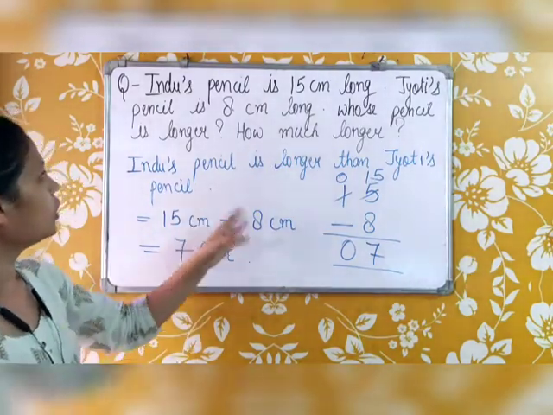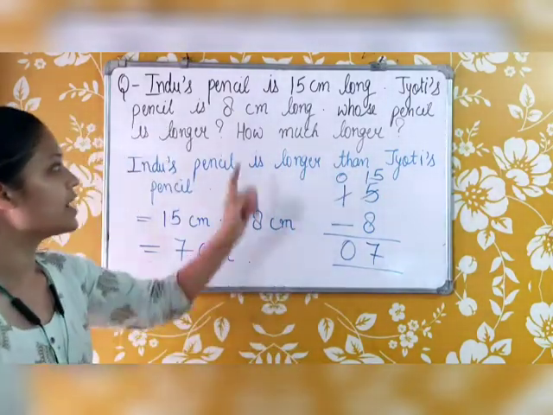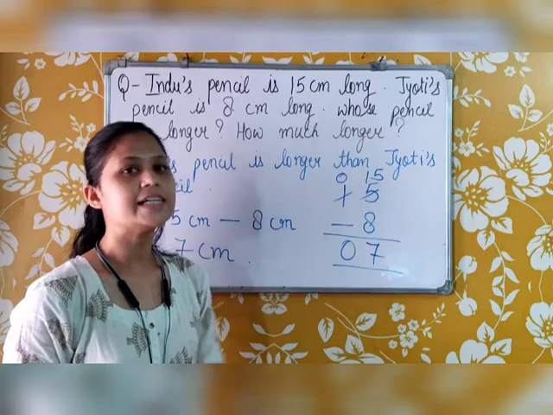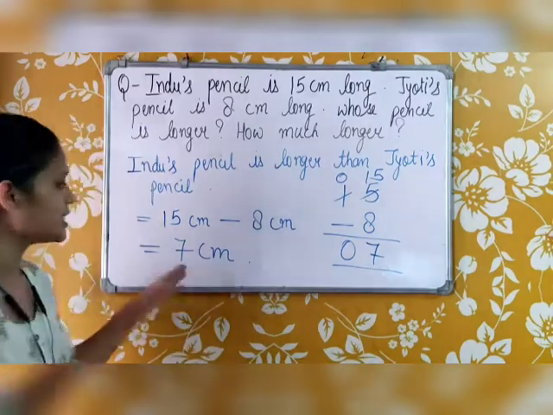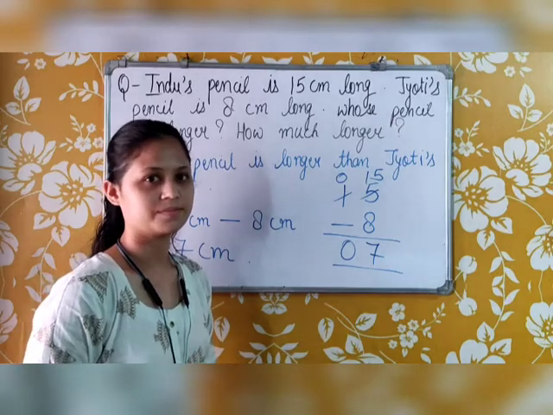So therefore Indu's pencil is 7 centimeters longer than Jyoti's pencil, because we have to tell how much longer. So we will say it is 7 centimeters long. So this is how you do the subtraction.